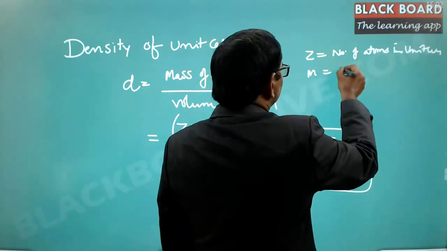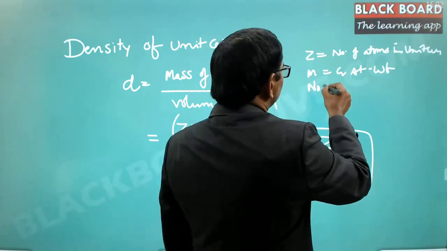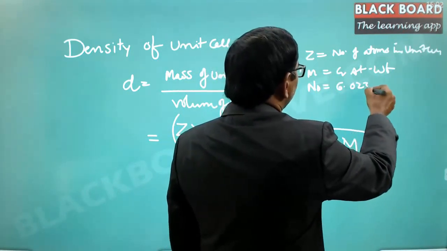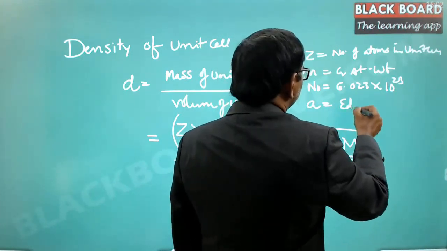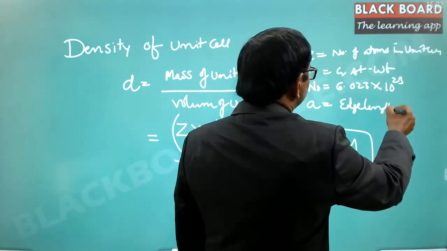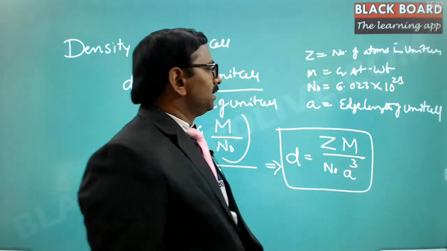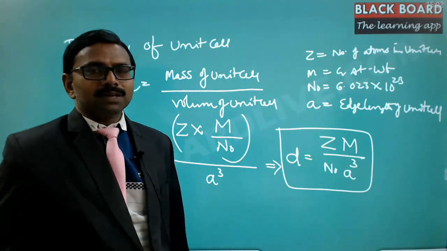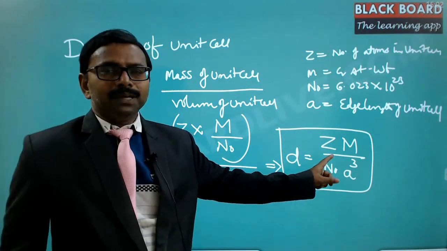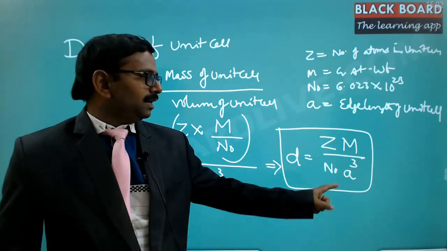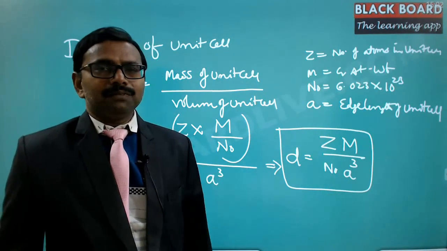M is equal to gram atomic weight. N naught is equal to 6.023 into 10 power 23, Avogadro number. A is equal to edge length of unit cell. This is the density formula. So density of unit cell D is equal to Z into M by N naught into A cube. Z is number of atoms in unit cell, M is gram atomic weight, N naught is Avogadro number, A is the edge length of unit cell.